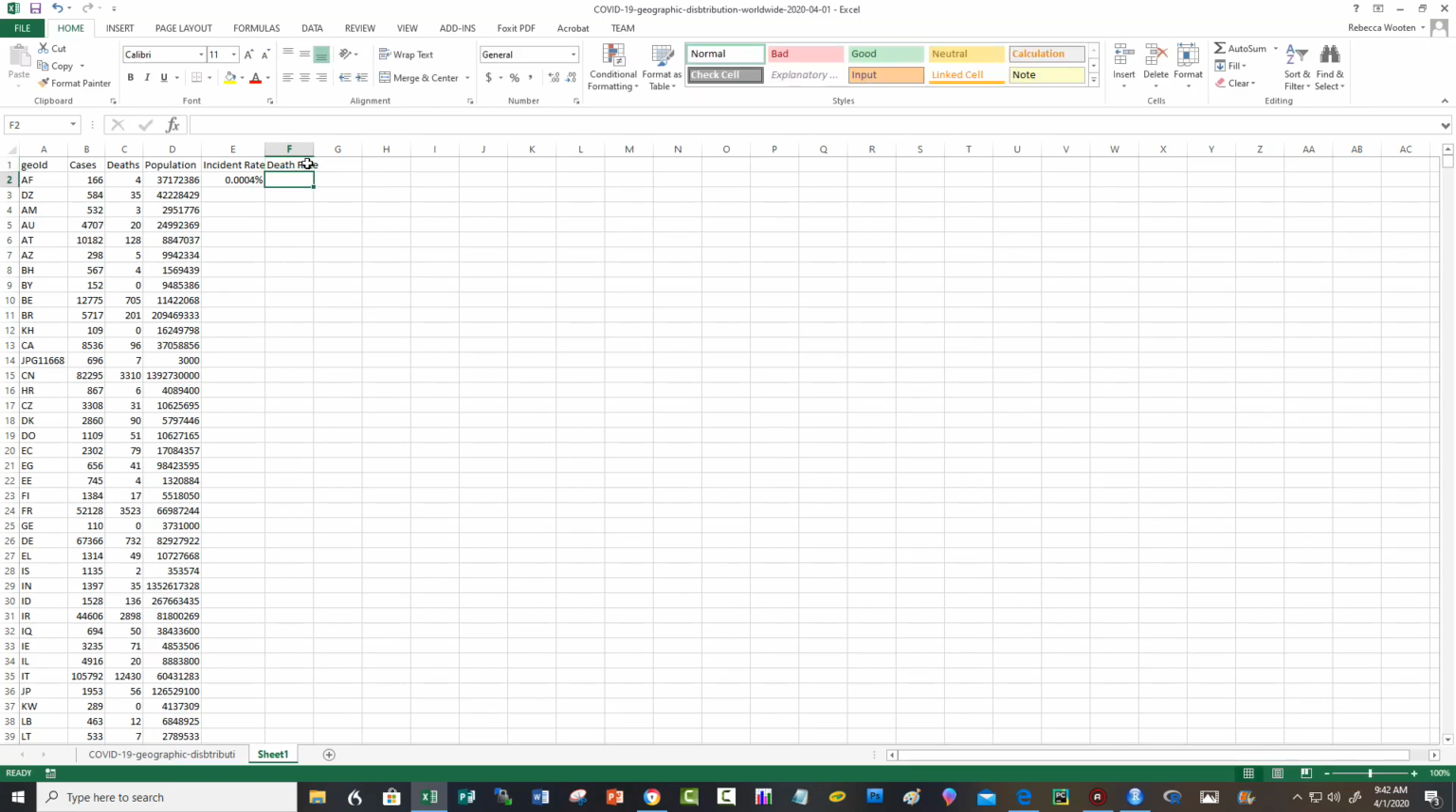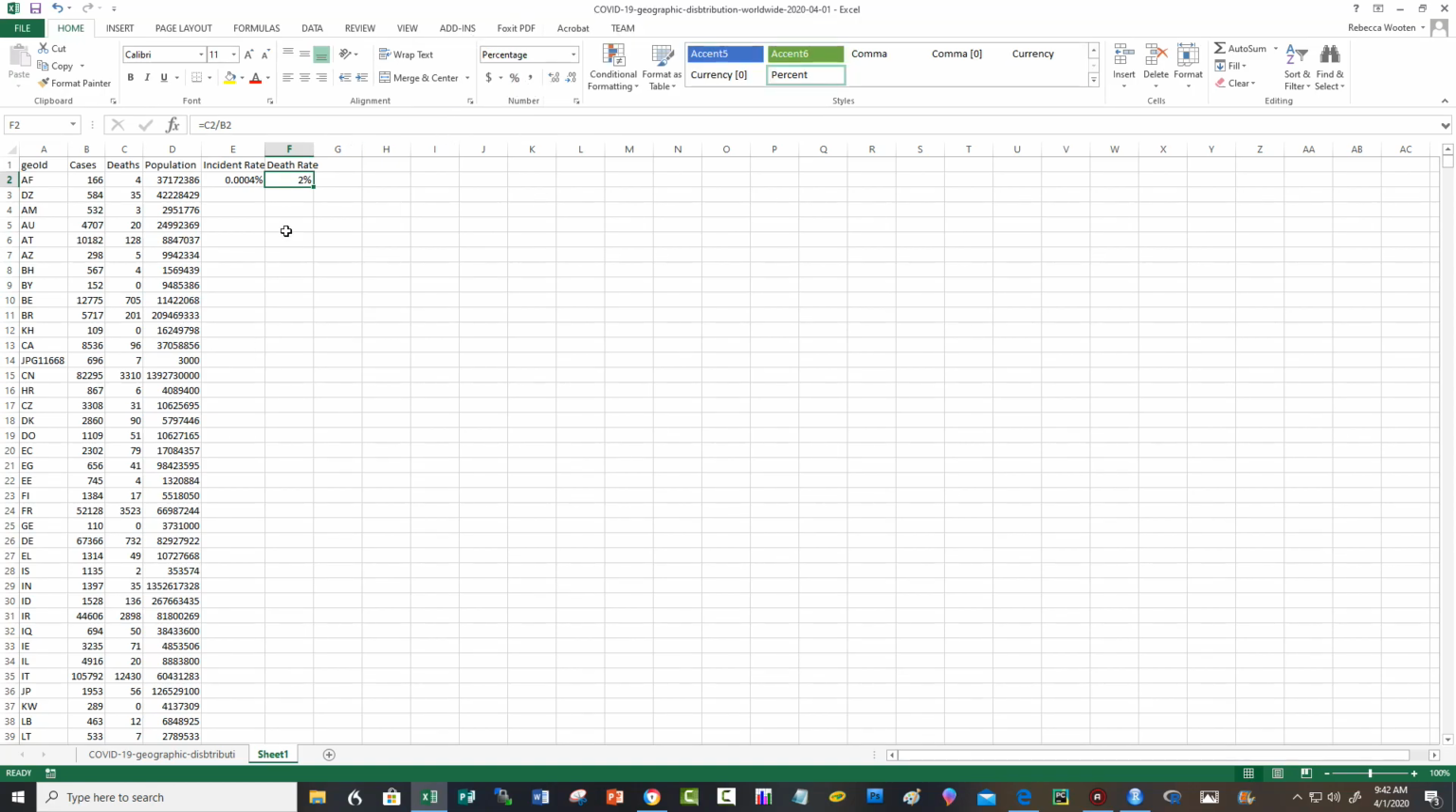Our death rate is going to be the number of deaths divided by the total number of cases observed in that country. So this country had a 2% death rate. Of the people who had the virus, approximately 2.4% passed away from it.